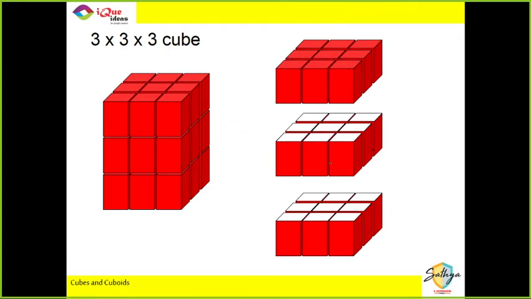Do you see this piece which is in the middle? How many sides will this middle piece have painted? How many middle piece on this top face? It will have only one side painted. Similarly, the middle piece in the bottom will also have one side painted. And in the middle layer, all these middle pieces will also have one side painted.